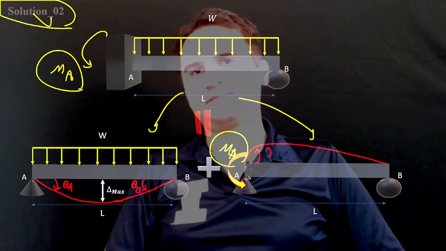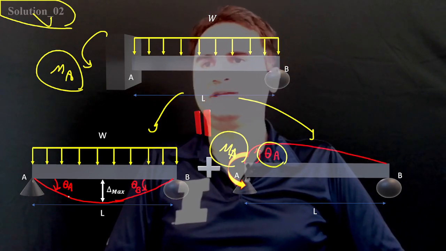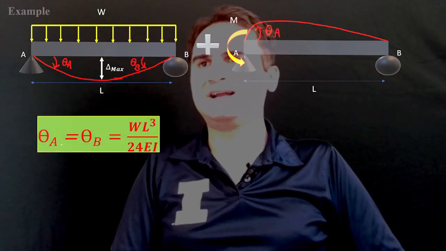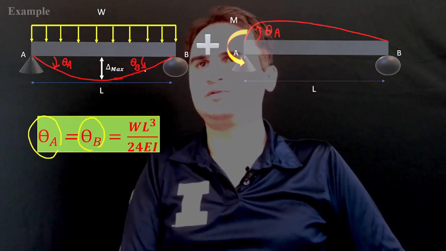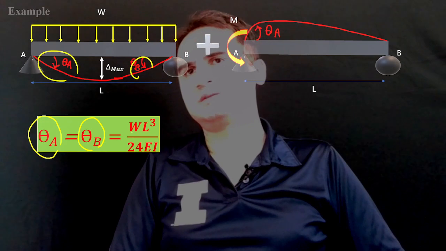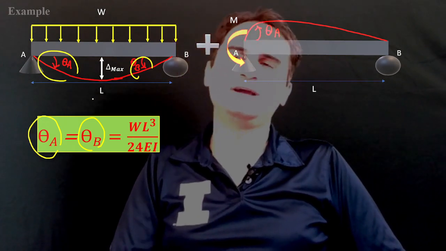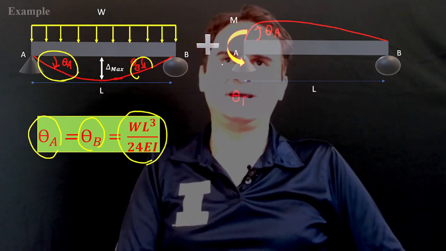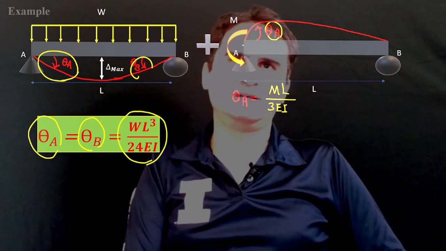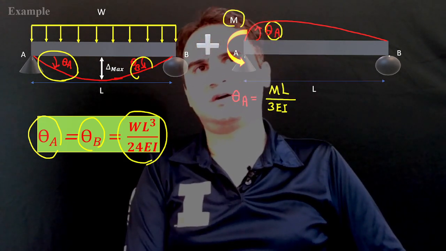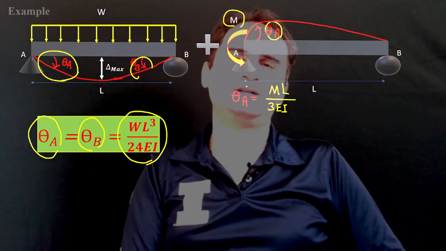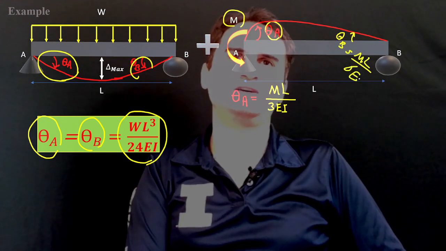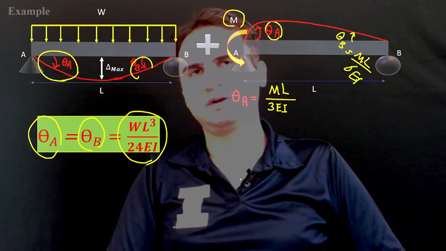Then we have theta here. You can calculate theta at A, which is identical to theta at B by symmetry, and that's WL cubed over 24 EI. You can calculate the other part from a different method: if you apply a moment on a two-simple-support beam, the near end theta is ML over 3 EI and the far end is ML over 6 EI, which is half of that, smaller definitely.